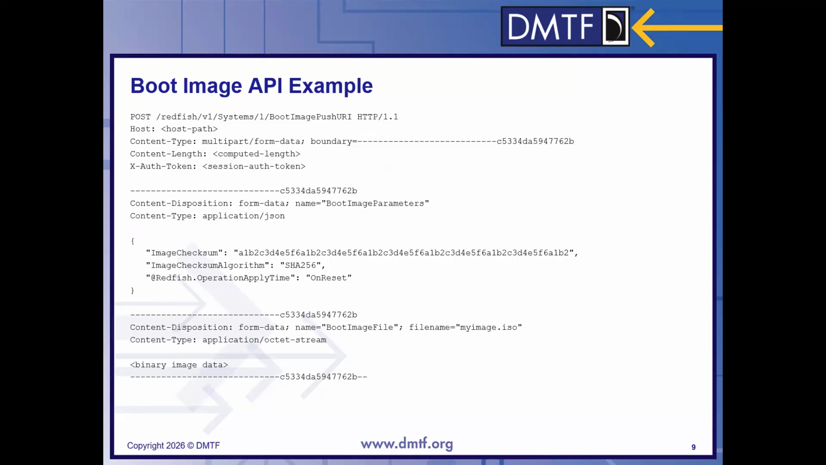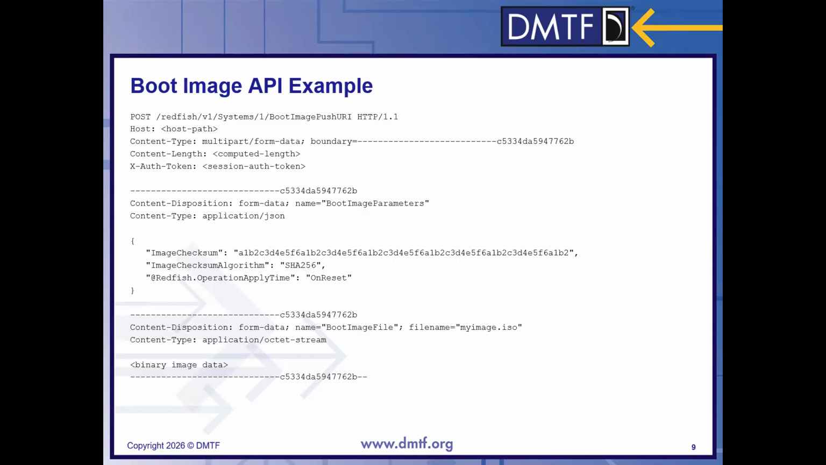And so here's an example of it. A post to Redfish V1 Systems 1 boot image push URI of the image, as shown here, is what triggers this entire process. And so you see the binary data down at the bottom, comprising the file myimage.iso. So in this case, a CD-based image.